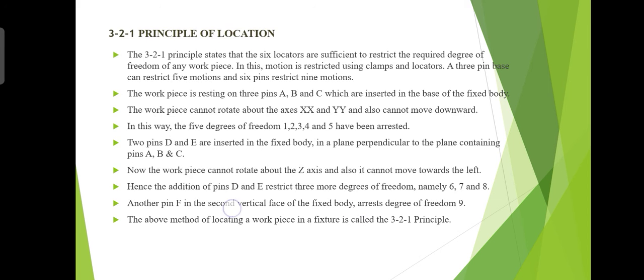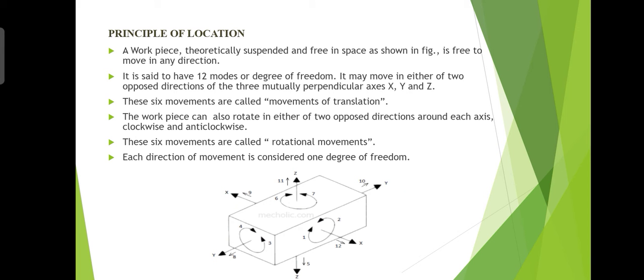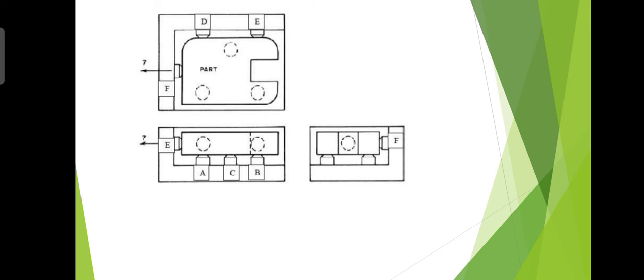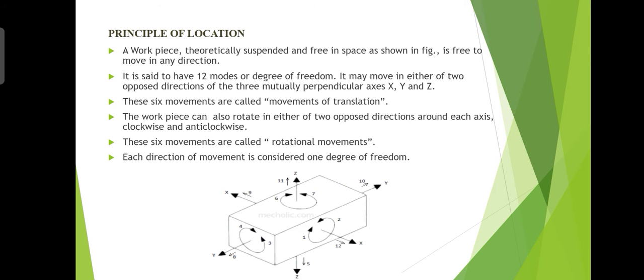That is 1, 2, 3, 4 and 5, as you can see in this diagram, have been restricted, and insertion of two more pins, pin D and pin E, restricts the rotational movement about the z-axis. You can easily see the z-axis, and the movements toward left, that is 6, 7 and 8, have been restricted, and insertion of one pin, capital F, stops the movement 9.